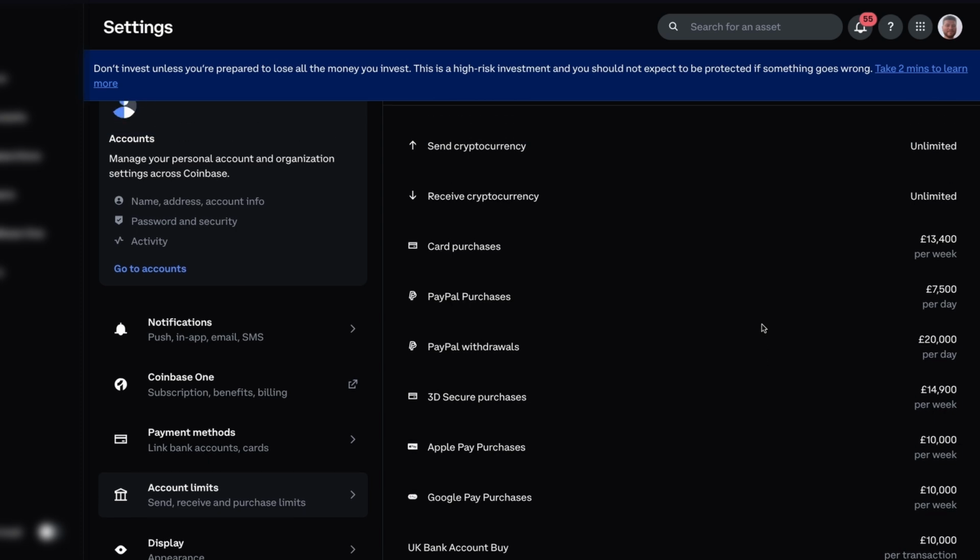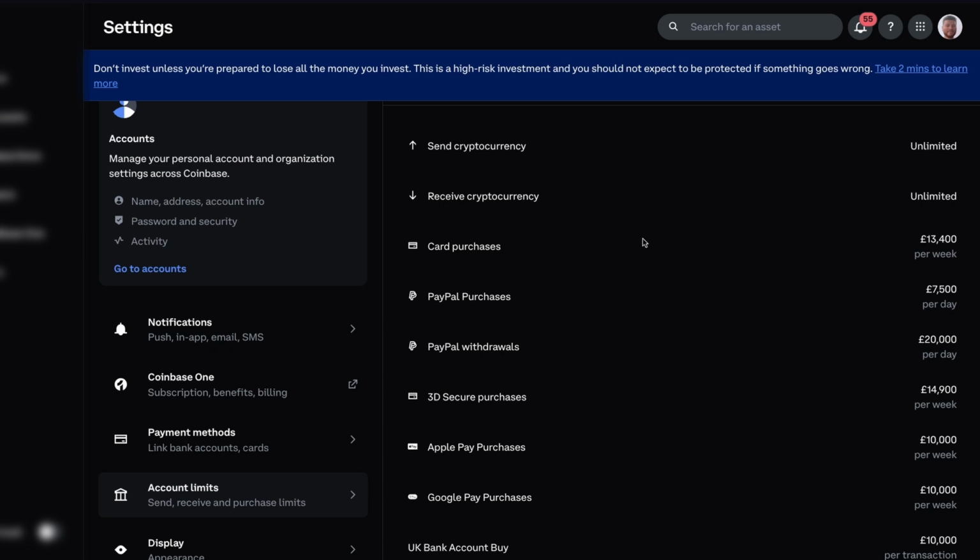But two quick caveats. First of all, as you can see in the currency, I'm using a UK Coinbase account. So the limits may well change per country. And secondly, I'm using Coinbase One, which is Coinbase's premium subscription service, which gives you additional benefits. So that might also affect the limits, just in case you're seeing some quite different limits to what you have.